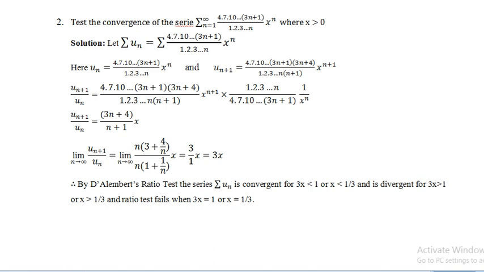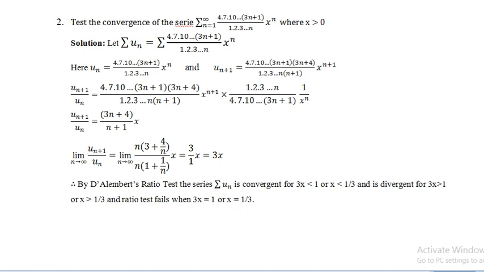So the remaining terms are n plus 1 in the denominator and 3n plus 4 in the numerator. Now split the power of x raised to n plus 1 as x raised to n and x raised to 1. So x raised to n cancels out, and the remaining term is x. After cancelling the terms, the remaining expression is (3n plus 4) divided by (n plus 1) into x.